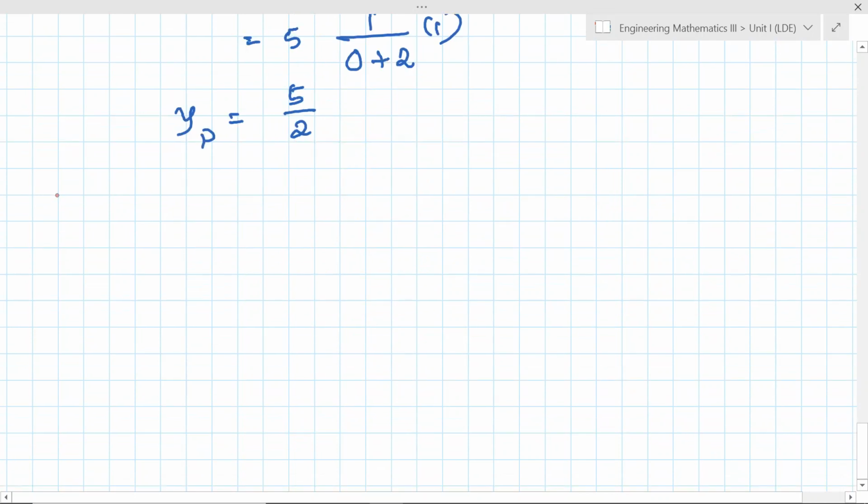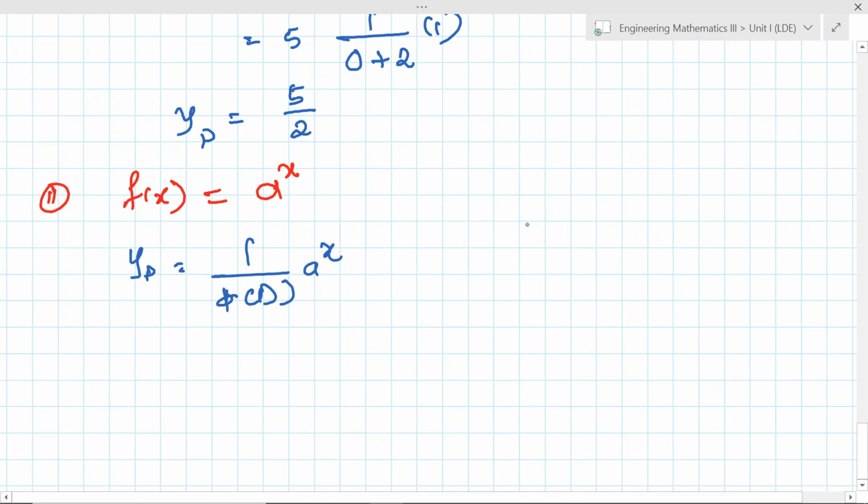So one more note is here. The second note: suppose f(x) is equal to a raised to x. I'm not talking about e raised to x, this is a raised to x. This is somewhat different. Here we have to convert this a raised to x into the form of e raised to something. Before that, see, yp is equal to 1 upon phi of d into a raised to x.